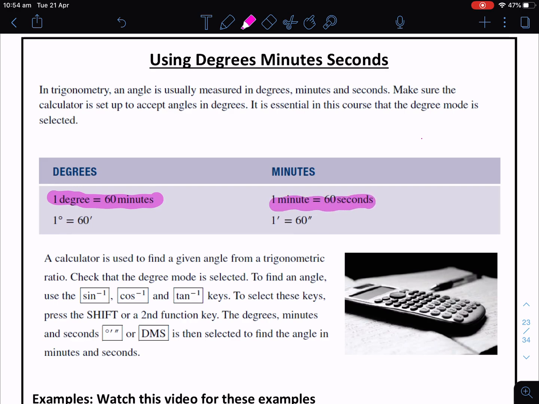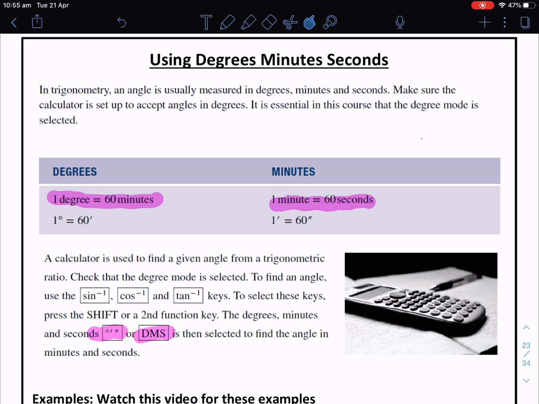There is a button on your calculator that you'll need to use for the degrees, minutes and seconds. It will either look like this or like this. You should have used this already. If you get stuck using the degrees, minutes and seconds, please see the videos that we've uploaded for you to help you use your calculator.